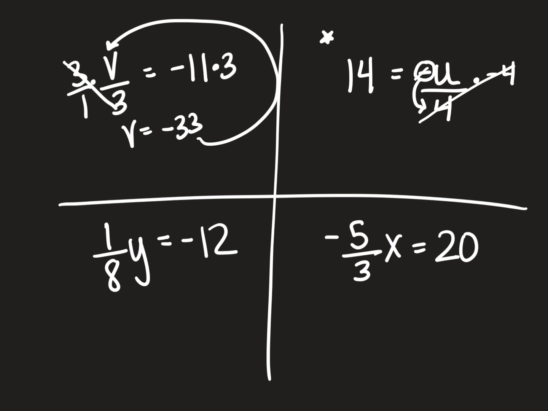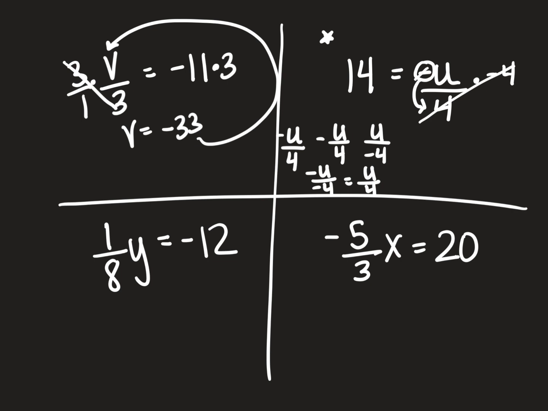So I can write negative u over 4 that way, or negative u over 4 this way. I can even write it as u over -4. The only way I can't write it is negative u over -4, because that turns into a positive u over 4.